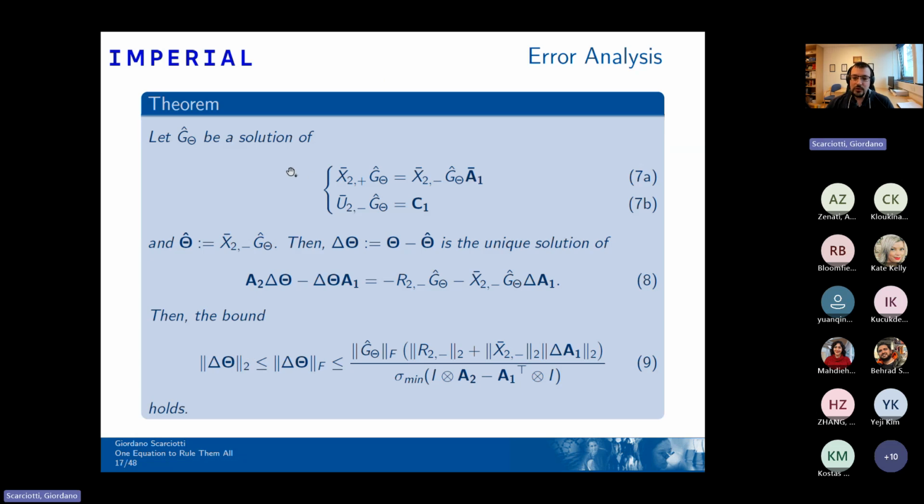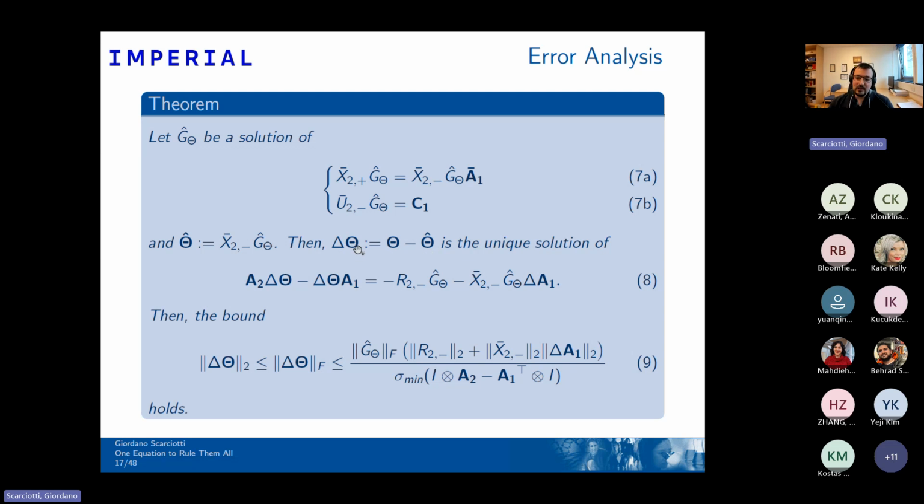So how do we do the error analysis? Essentially, the idea is that we now compute again the solution of the linear matrix equality problem that we obtained before. But now we know that the various matrices involved are actually noisy matrices. And we will end up with a noisy version of theta, which is theta hat. And then we define the error between theta and theta hat, so delta theta.